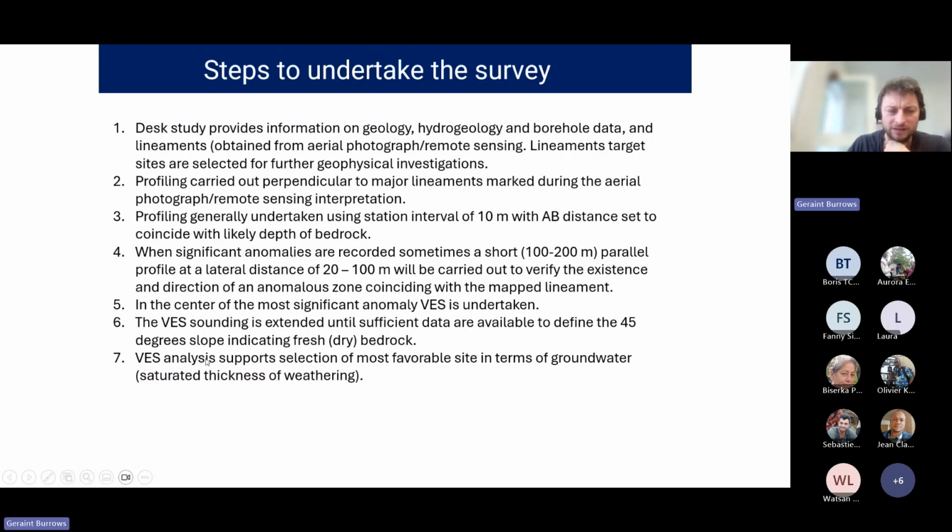And then based on the different vertical electrical soundings you carried out, you would choose the most appropriate one, which has the deepest saturated thickness of weathering, basically, for your drilling target.